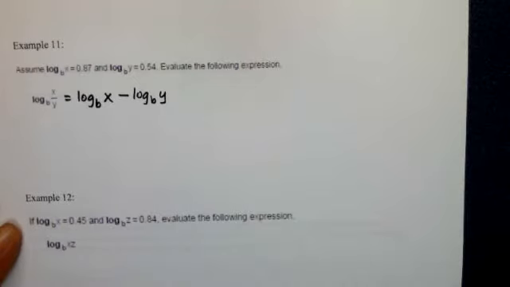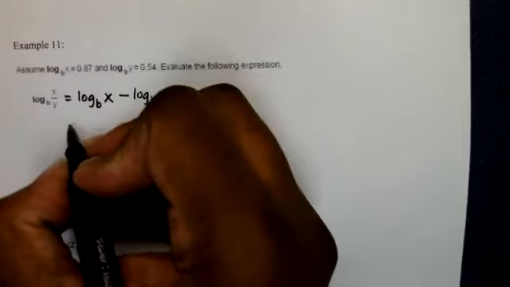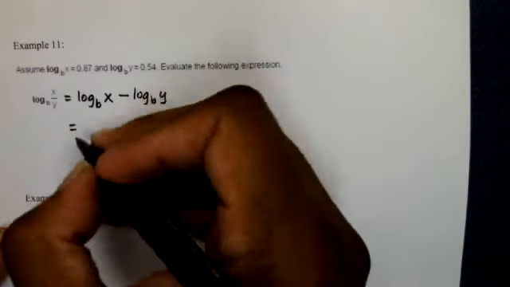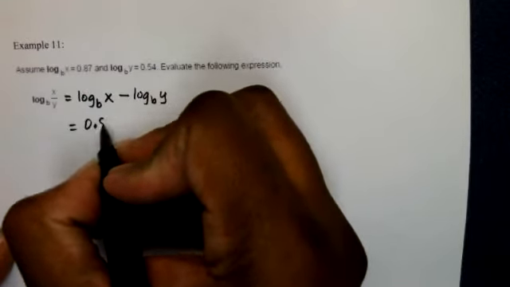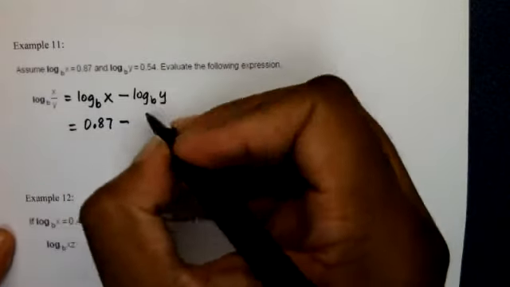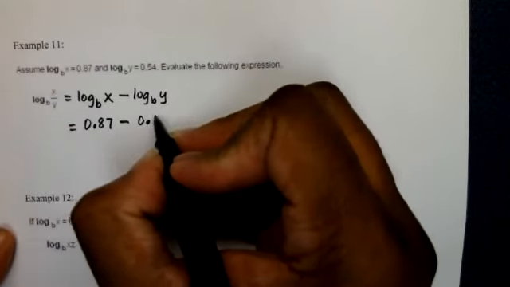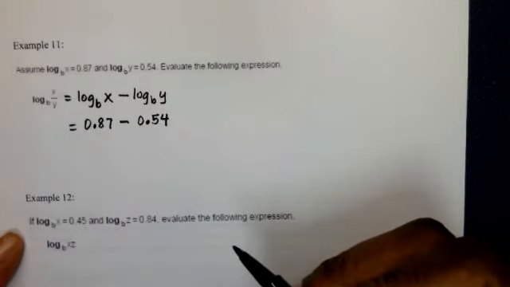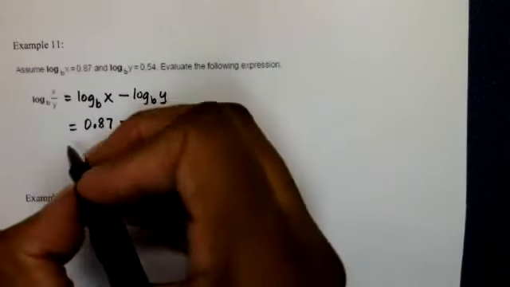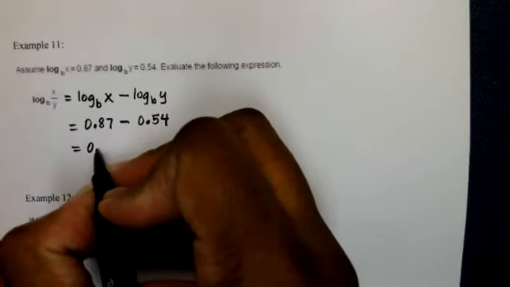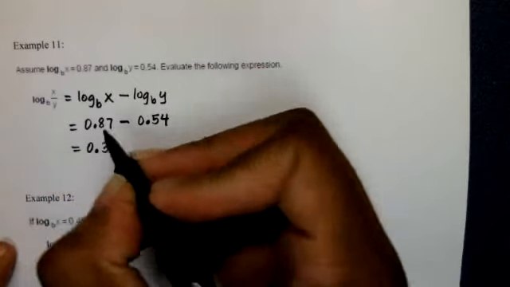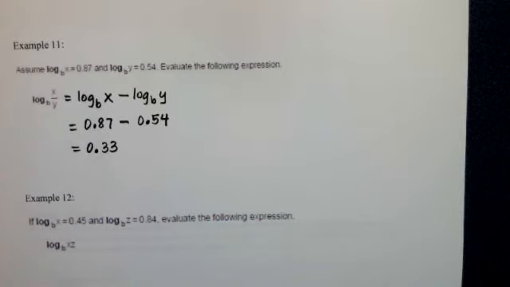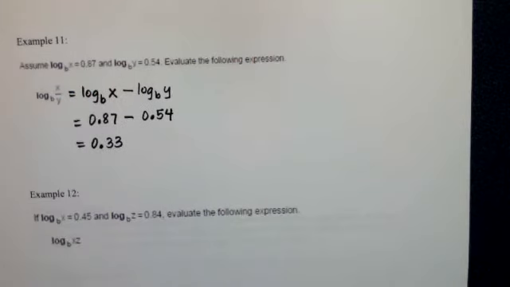And then we can substitute those values here. Log to the base b of x is 0.87 minus log to the base b of y, that's 0.54. And then we subtract 0.54 from 0.87, you'll end up with 0.33. So log to the base b of x divided by y would be 0.33 based on these values that are given to me.